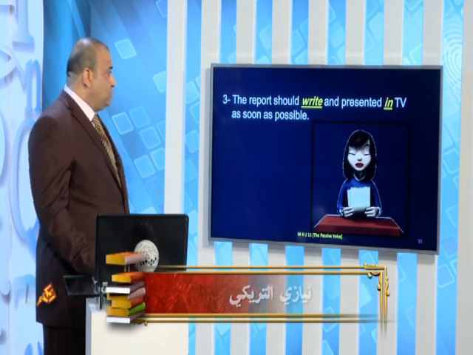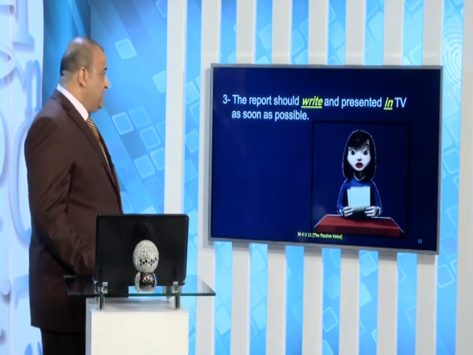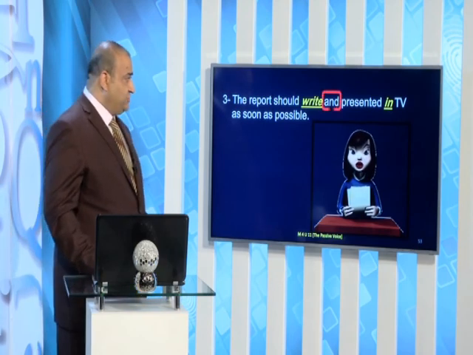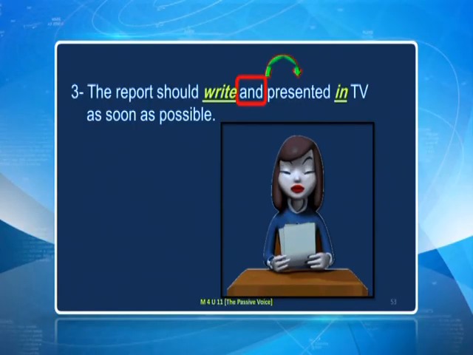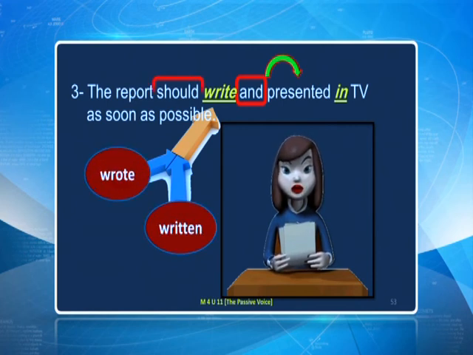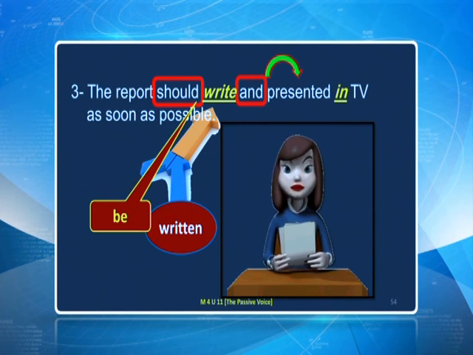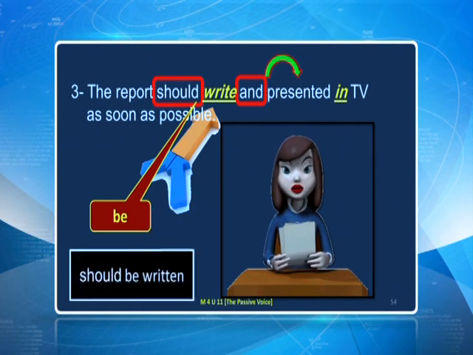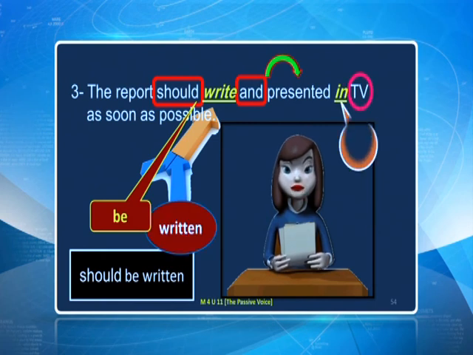Another example, the report should write and represented in TV as soon as possible. Here we have the conjunction and, which is extremely important, followed by a verb in the simple past or a verb in the past participle. So write here is not correct. We have to choose either wrote or written. And putting in mind that here we have a modal should, that should be followed by be. In this case, we have to forget about wrote and concentrate on written. So the sentence should be, the report should be written and represented. We can't say in TV, of course, we have to say on TV.